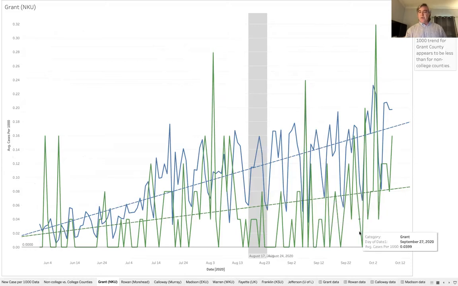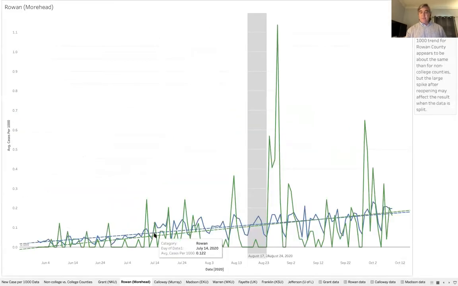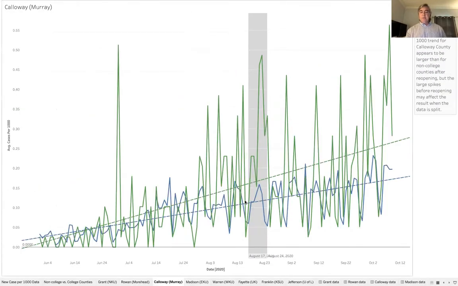But Grant County is actually doing great. Green is the Grant County curve, and this is the rest of the state. So Grant County is doing fantastic through this. Rowan County has Morehead. They appear to be about the same. However, when we decouple this stuff before they open and after they open, this large peak after they open may have a bit of effect on the results there. Calloway County has Murray. This green curve does appear to be growing in this case. We'll see what happens when we uncouple these things.